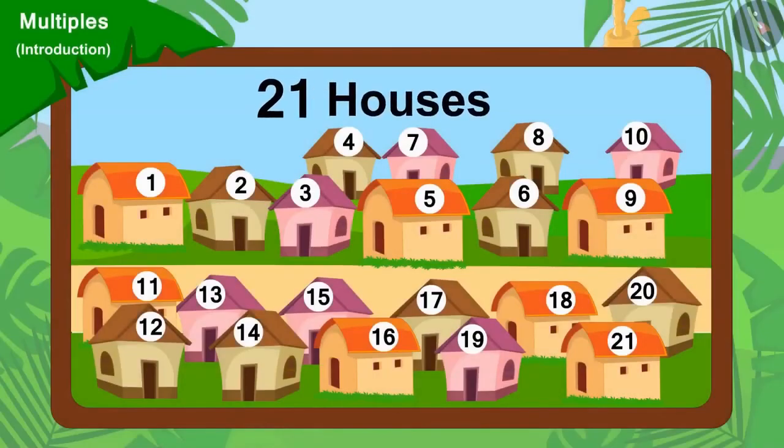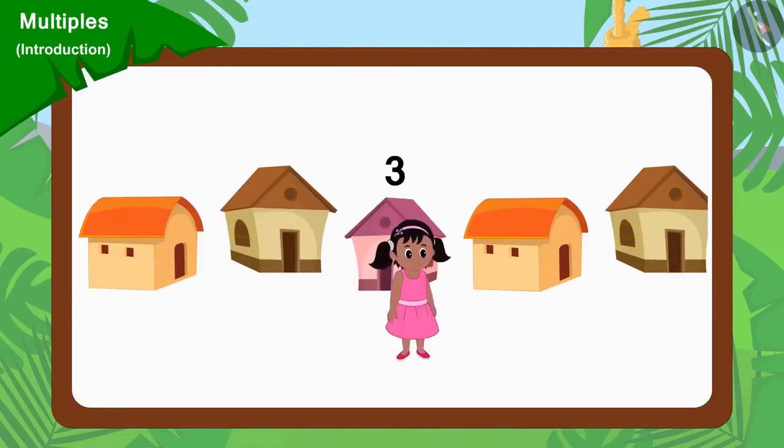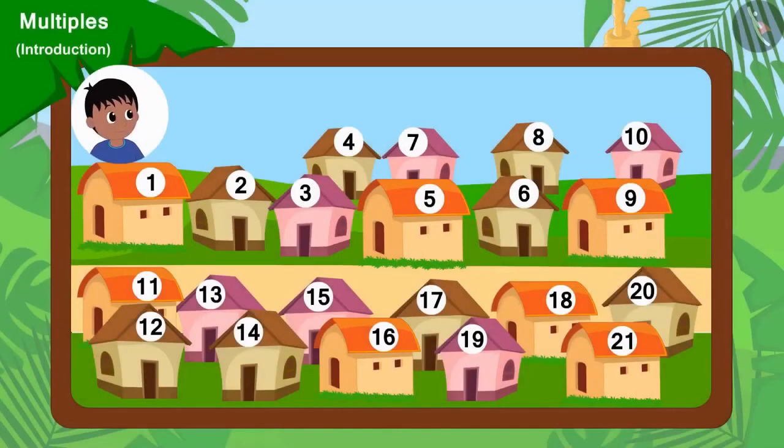There are a total of 21 houses in the village. Raju will go to every second house. Pinky will go to every third house and Bablu will go to every fifth house. Because there are 21 houses in the village, can you tell which houses will Raju go to collect donations from? If you wish to, you may pause the video and find the answer.